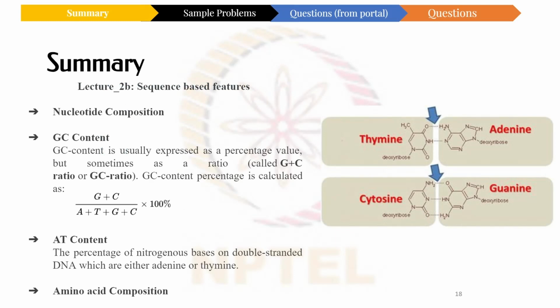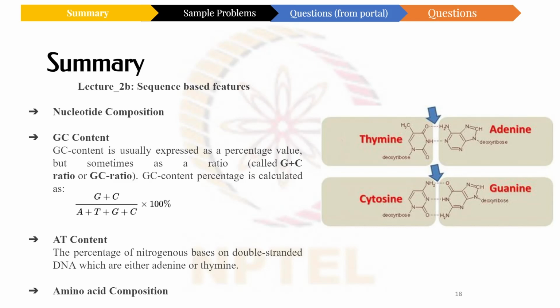Next, we'll start with the sequence-based features. The first one is nucleotide composition. Nucleotide composition refers to the distribution of A, T, G, C nucleotides in a DNA, or A, U, G, C nucleotides in an RNA sequence. That is, the percentage of these. The next one is GC content. GC content refers to the total number or percentage of G or C nucleotides in a DNA molecule.